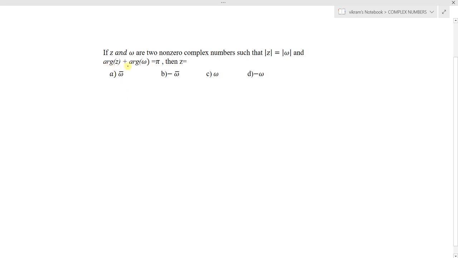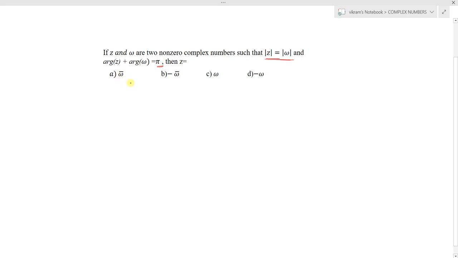So if z and w are two non-zero complex numbers such that modulus of z equals modulus of w, and the condition is given that arg of z plus arg of w equals pi, then the value of z in terms of w.